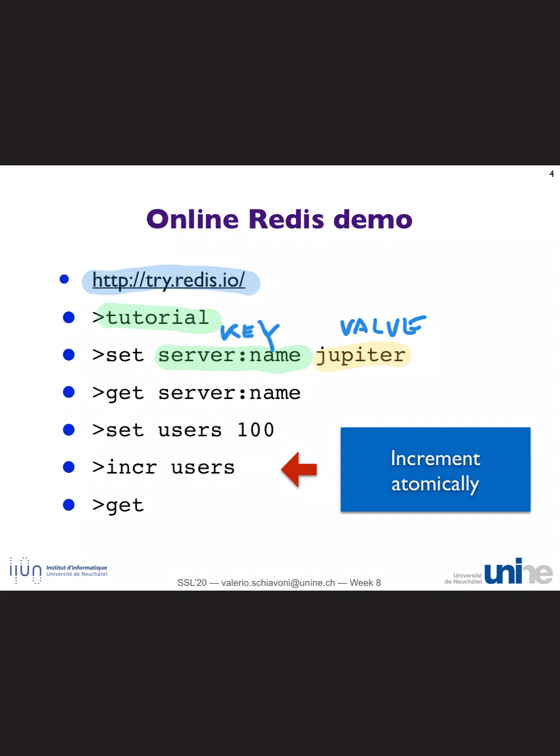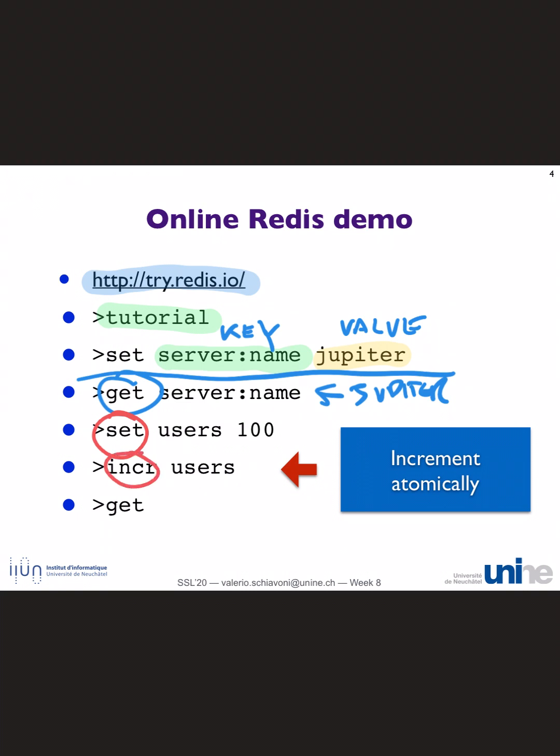Which means that if this operation completes correctly, then once you issue get for the same key, you have to get Jupyter here, and this will work. You can also try out other commands, the sets, to set a given value, to increment atomically the value of the given key. This would become 101.